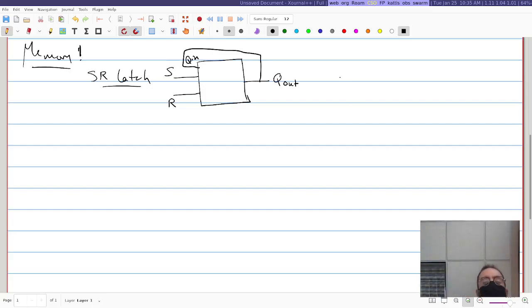Okay. So here it is. What does this mean? S stands for set, and R stands for reset. Set means we want to set this to 1, and then it's going to remember 1 from then on, until we do R, which resets it back to 0.